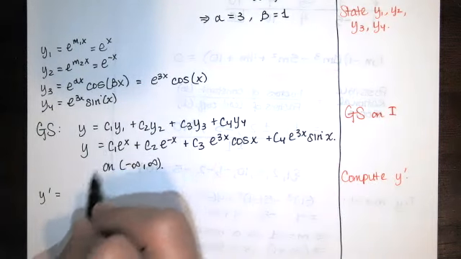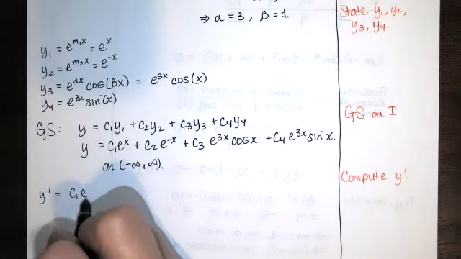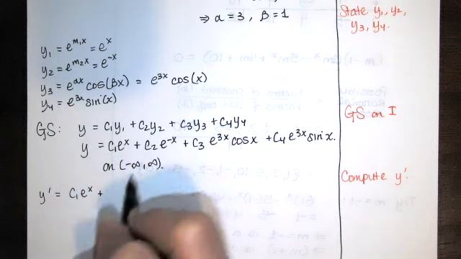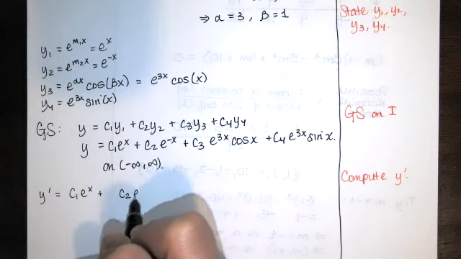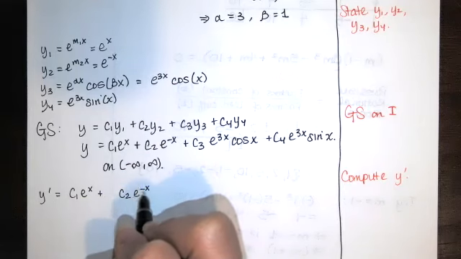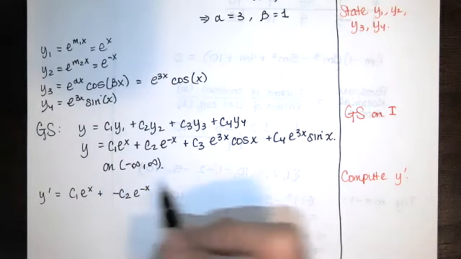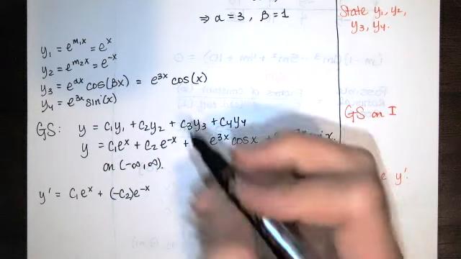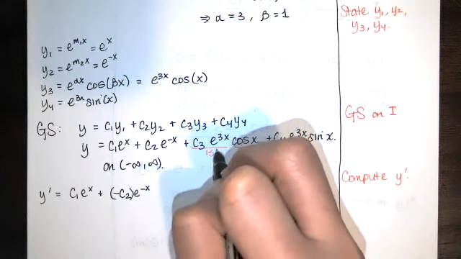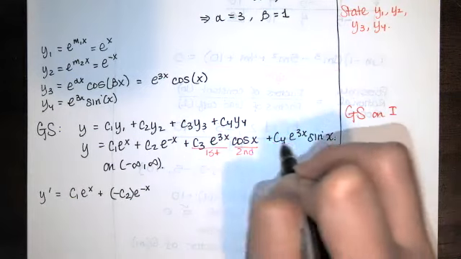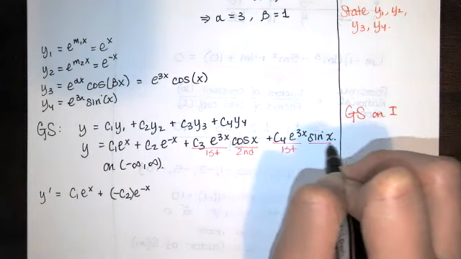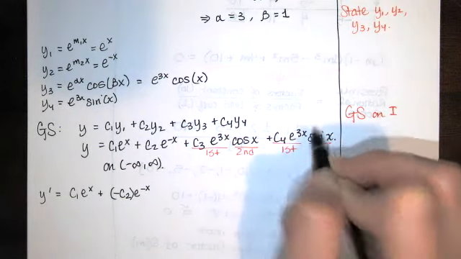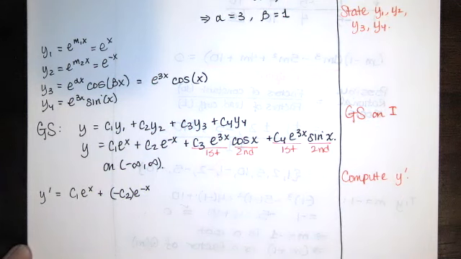So we have the derivative of a constant times e to the x is the constant times e to the x. The derivative of a constant times e to the negative x is that constant times e to the negative x times the derivative of the inside, which is a negative 1 by the chain rule. Here, we need to use the product rule. And we have to use the product rule for that expression as well. So according to the product rule, this is what we get.